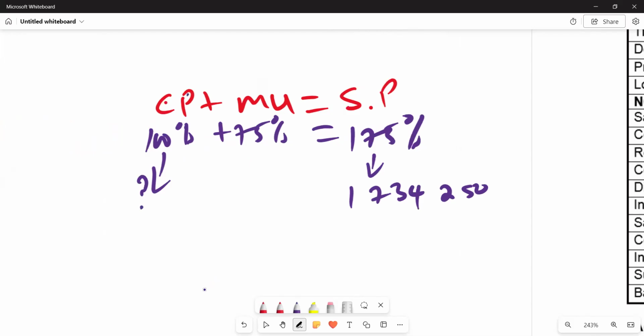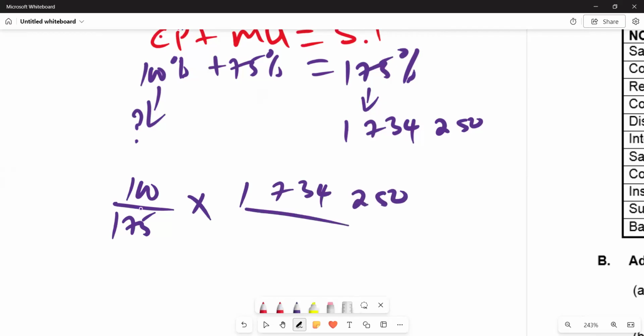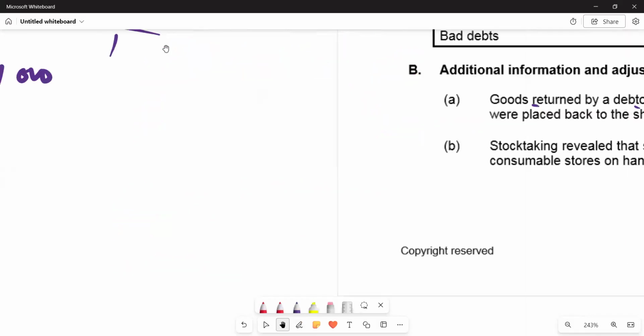So we can use simple proportion, whereby what we don't have becomes our numerator, which is 100%. What we have is 175%. We calculate by the given figure, which is 1,734,250. So we calculate it as such. I would say that the answer that we are going to get there is supposed to be 991,000. So we just go there and summarize the working that we did for the other section.